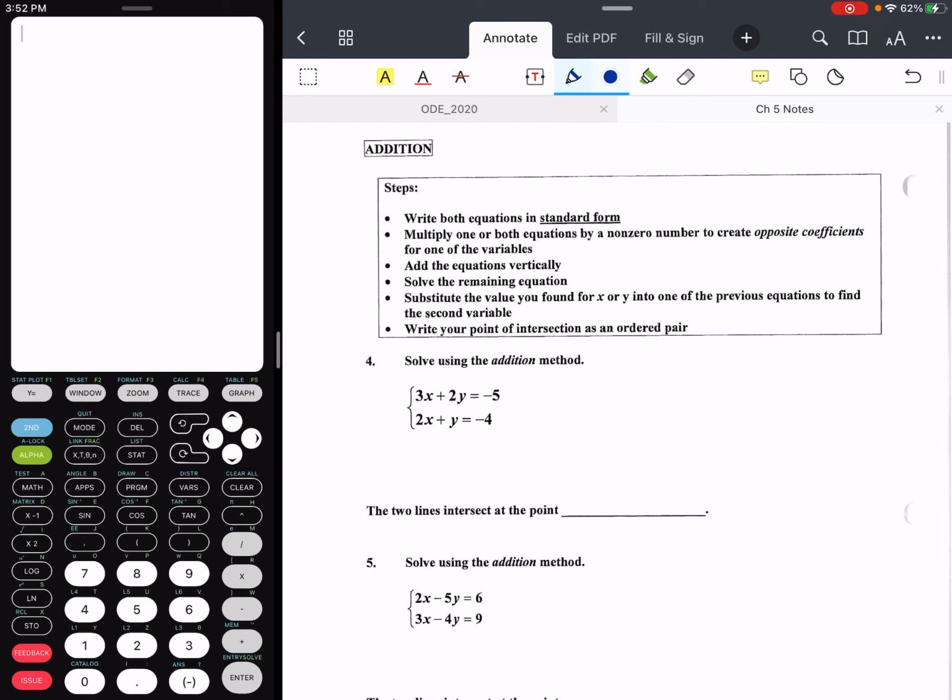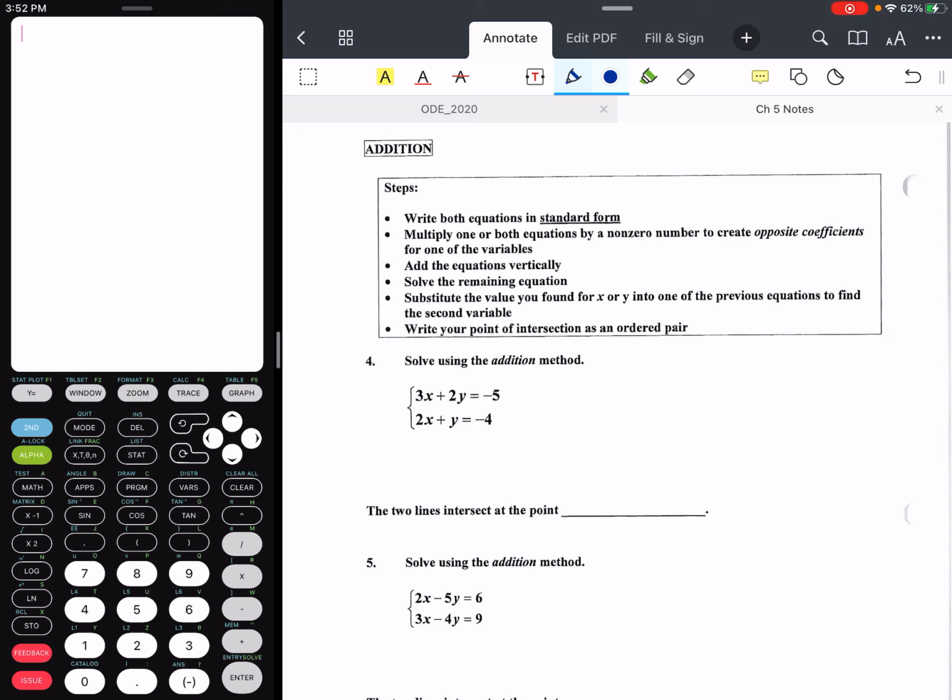All right, now we're going to talk about the addition method, which is another algebraic method for solving systems of equations. And I want to point out that for any of these systems, you could use the addition method or you could use the substitution method. And as long as you're doing everything correctly, you'll get the same exact correct answer.